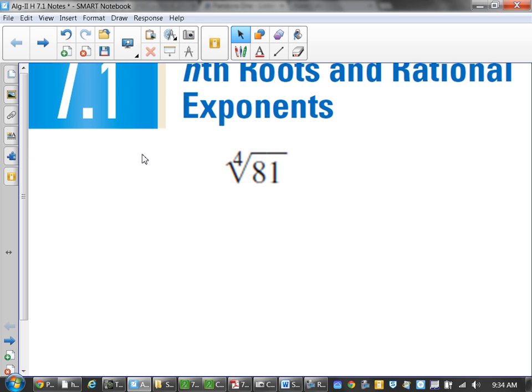Roots. So no longer do we have only square roots and cube roots. We can also have what's called a fourth root, a fifth root, a sixth root, and so on. A fourth root is the same basic principle as a cube root or a square root. What are four numbers that are identical that, if you multiply them together, you get 81?